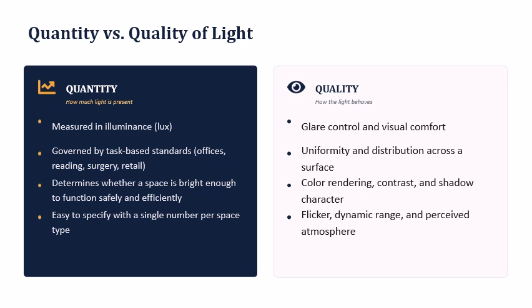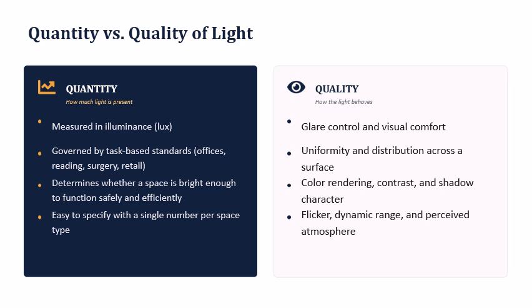Next is the quantity versus the quality of light. Quantity is how much light is present. Quality is how the light behaves. In terms of quantity, it is measured in illuminance and governed by task-based standards, that is offices, reading, surgery and retail. It determines whether a space is bright enough to function safely and efficiently, and is easy to specify with a single number per space type.